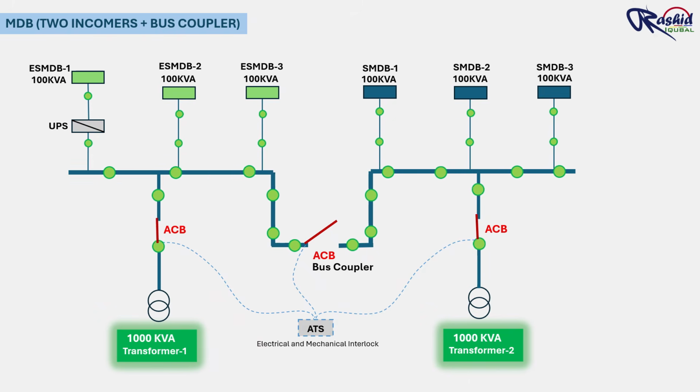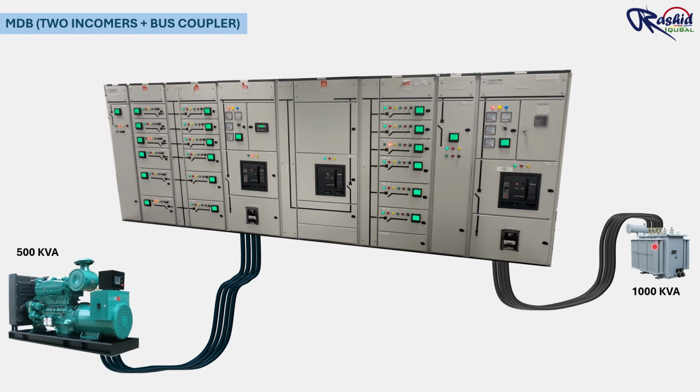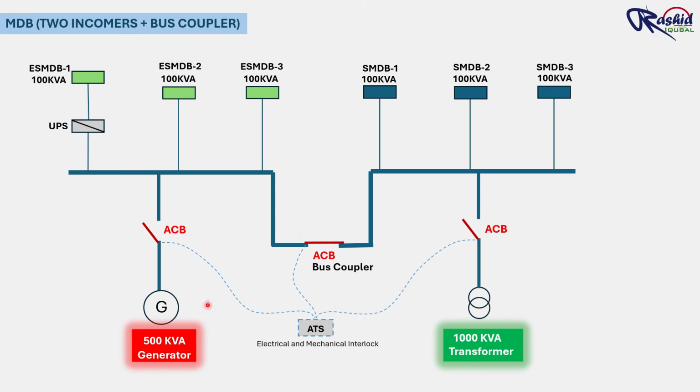Now let's look at the second option. Here we have one transformer and one generator. The transformer is 1000 kVA, but the generator is 500 kVA. Here you can see this is the 500 kVA generator, but it is not capable of handling the full load. So during normal operation, the transformer supplies the entire MDB, as you can see here.